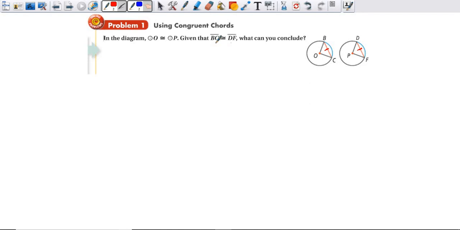So if I know the chords are congruent, I know the angles are congruent. So I can say angle BOC is congruent to angle DPF. And it also means that these arcs are congruent. So I could say BC, the arc, is congruent to DF, the arc. All right? So the chords, the central angles, and the arcs are all congruent then.